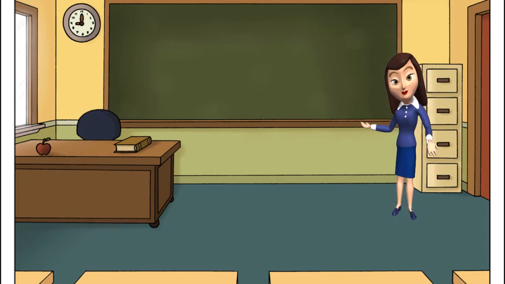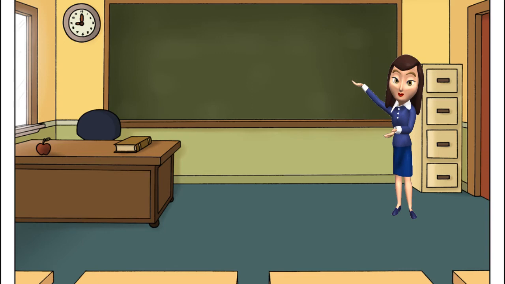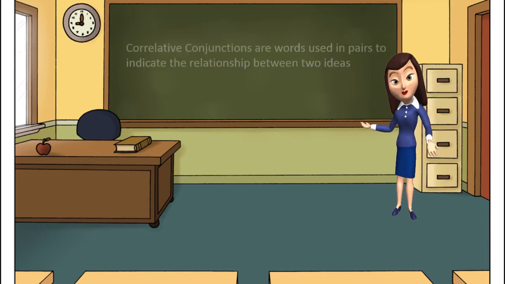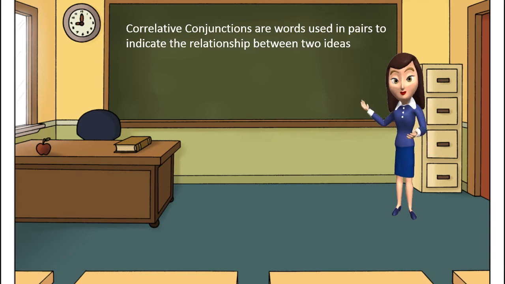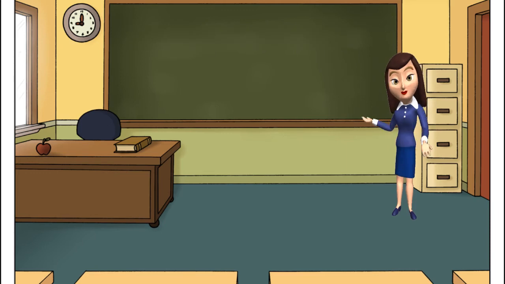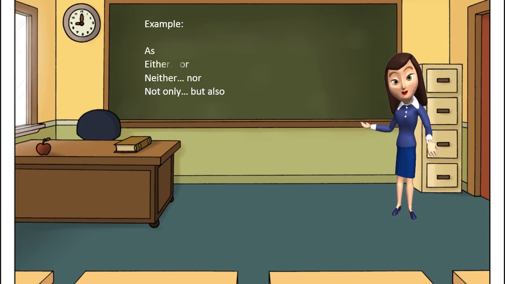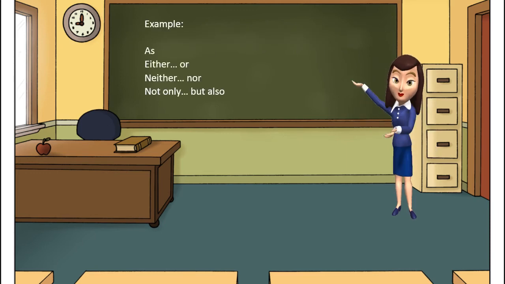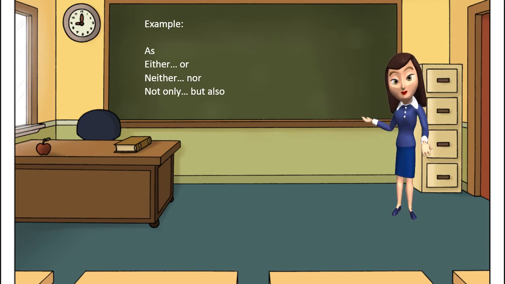Great. You guys got it right. You're now ready to know more about the second type, correlative conjunctions. Correlative conjunctions are words used in pairs to indicate the relationship between two ideas. Example. Either. Or. Neither. Nor. Not only. But also.